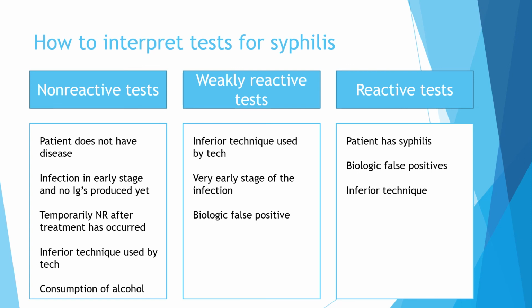We can have a weakly reactive test, and that could mean that you have inferior technique used by the tech, or our patient could be in the very early stages of the infection, or you could have a biological false positive such as mono or lupus, rheumatoid arthritis. Okay? If we have a reactive test, it probably means that our patient has syphilis. Then what we'd want to do is go on and do the TPPA test or the fluorescent antibody test. It could mean we have a biological false positive, or it could mean inferior technique. So anytime you're performing these tests for syphilis, you do want to make sure that you do quality control and that you critically think as to interpreting the test results.